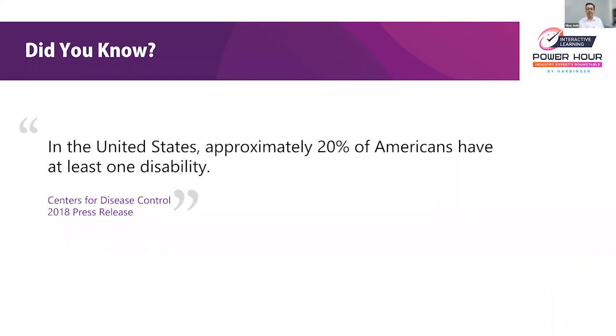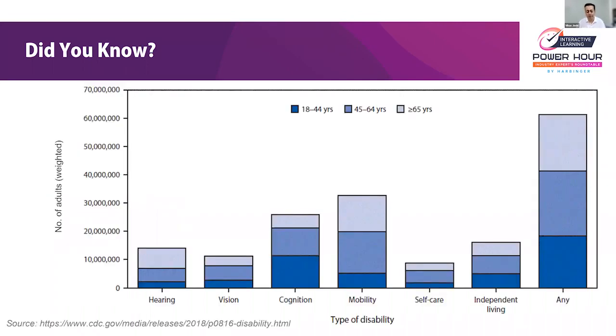Now, when we think of disability, we commonly think about vision or hearing, but that's not it. We're going to see some facts that might surprise you. There are all these different categories of disability. You have cognition, you have mobility, self-care, inability to live independently, and a combination of these. So you can see the broad scope of accessibility concerns.